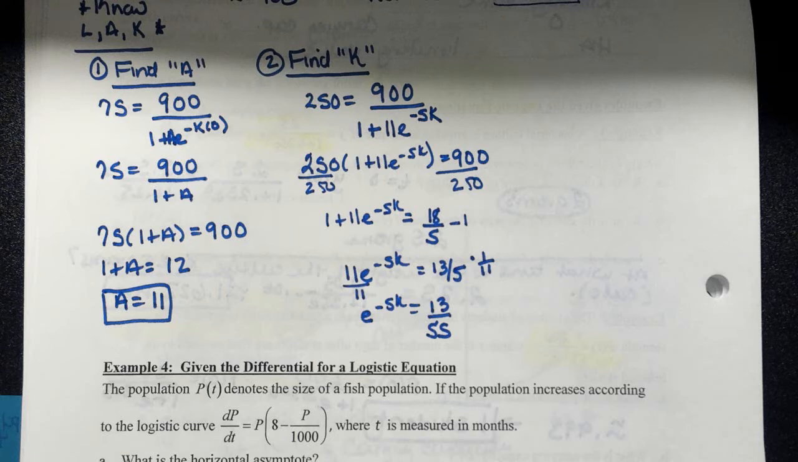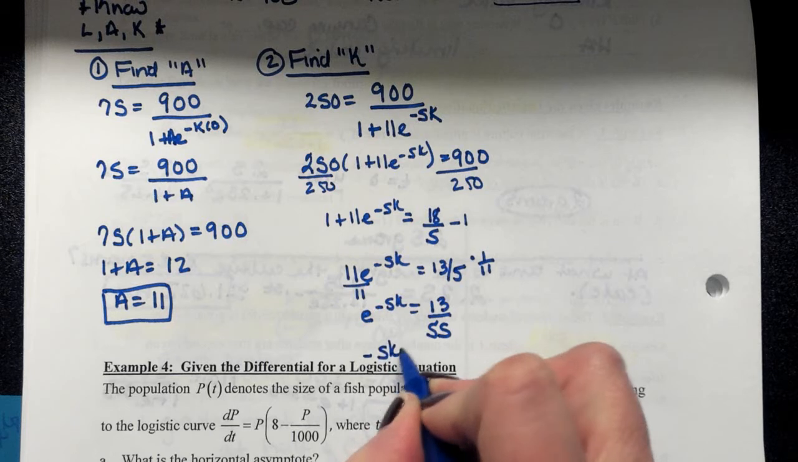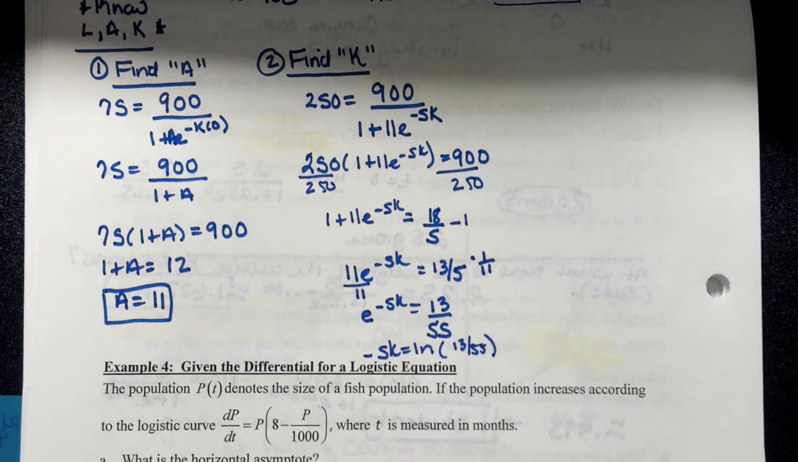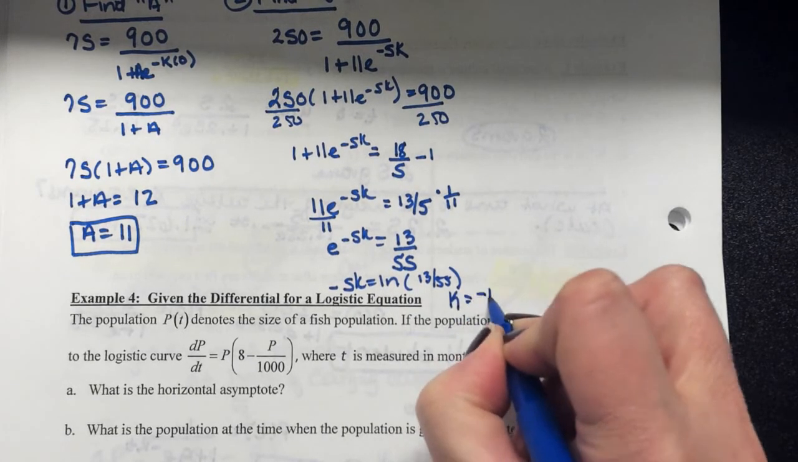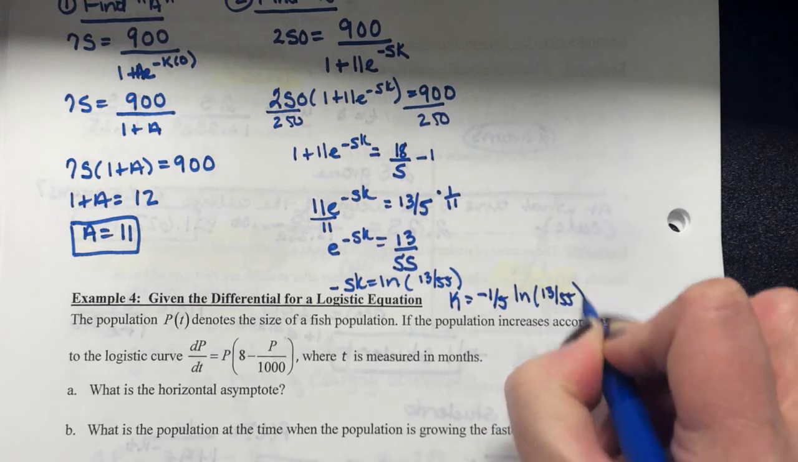Now what am I going to do? Now I'm going to take the ln. So negative 5k is equal to ln of 13 over 55. So k is going to be equal to negative 1/5 times the ln of 13 over 55.